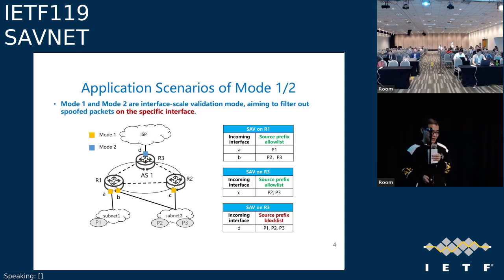Because subnet 1 and subnet 2 are connected to only one AS, the valid packets with these three prefixes as the source prefix do not enter AS1 from the ISP network. So we can apply a source prefix block list on interface D to filter out spoofed traffic from the ISP network. The block list contains these three prefixes, P1, P2, and P3.